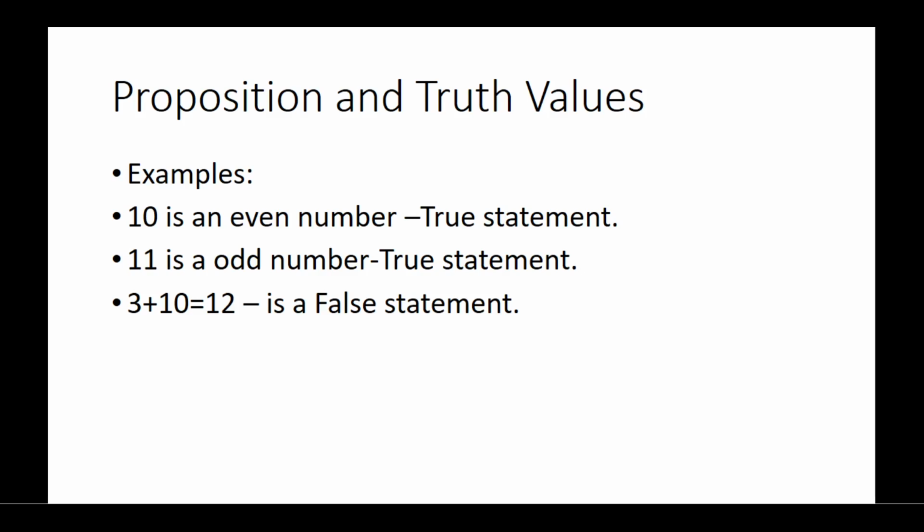2 is a prime number. This is a true statement. 3 is a prime number. This is a true statement. 5 is a prime number. This is a true statement. 4 is a composite number. That is a true statement. 10 is a prime number. That is a false statement. 3 plus 10 is equal to 12 is a false statement. So these are either true or false, and these are called propositions.